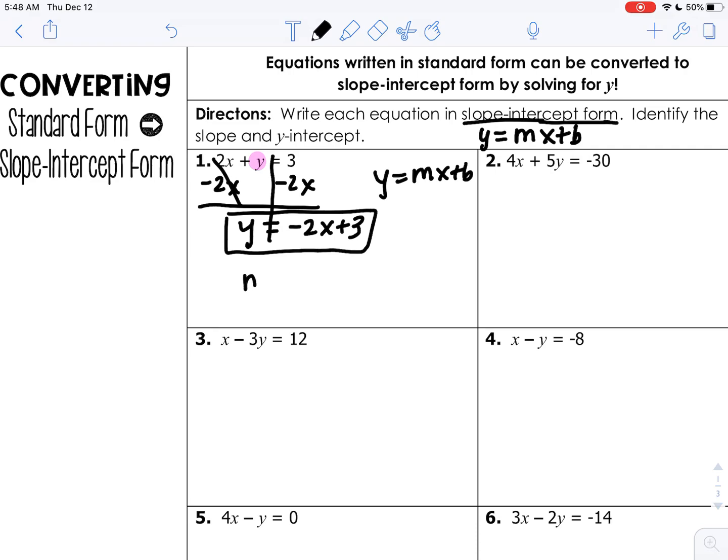And then it says to identify the slope and the y-intercept. So remember, slope is always m, and that's the one next to the x. And my b is my y-intercept, which is 3.